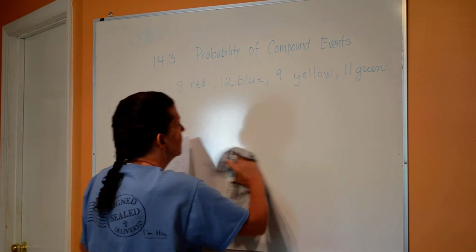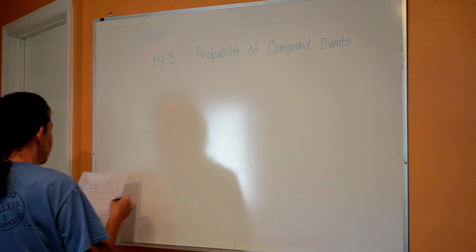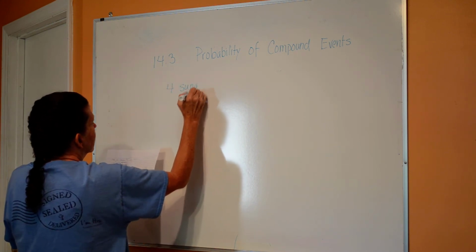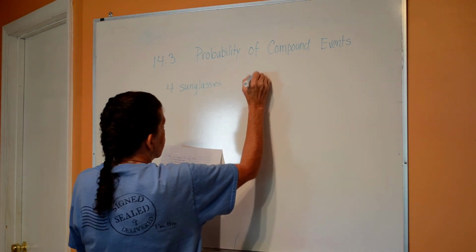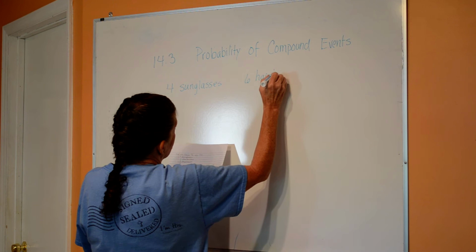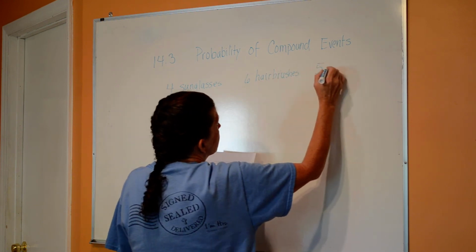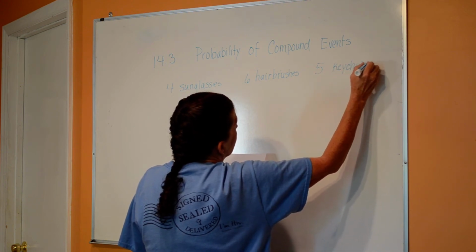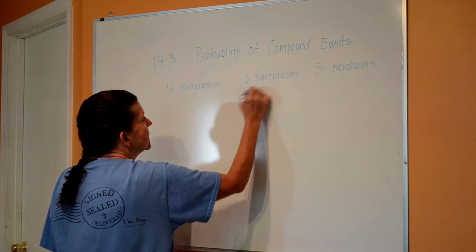Another one of these problems, and we'll just do one of this. Let's say I have 4 sunglasses, 6 hairbrushes, and 5 keychains. Okay, and I'm going to select from this group. Now that's going to give me a total of 15 right there.